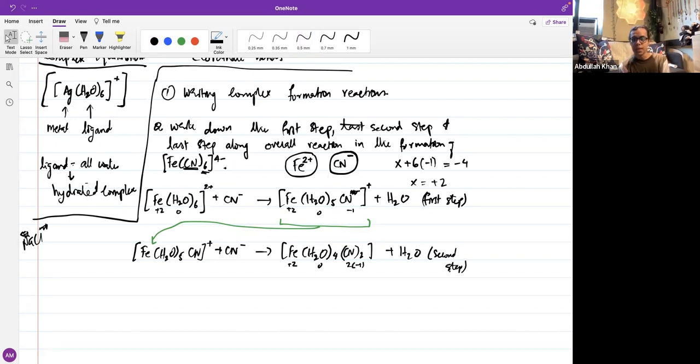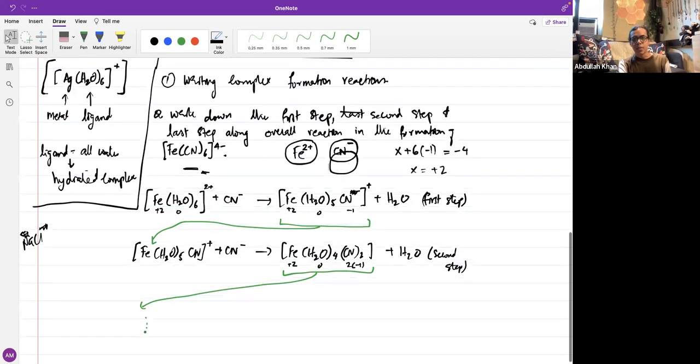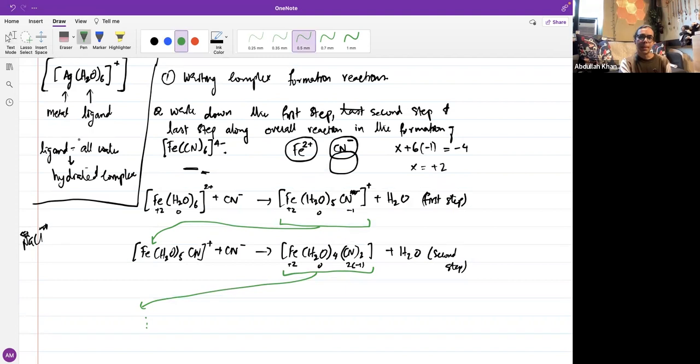So now we can do the third step, the fourth step, the fifth step, and so on. Each time starting with this guy. Now you tell me what the final step should be. Without writing down all the steps, what would the final step look like?